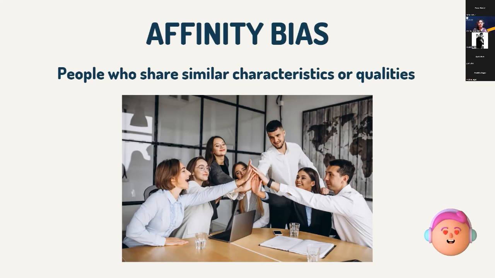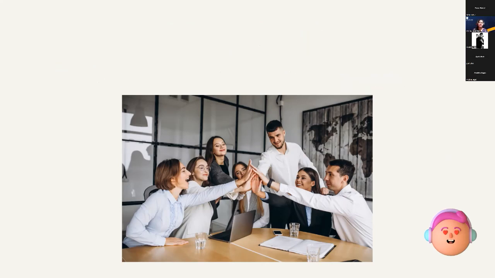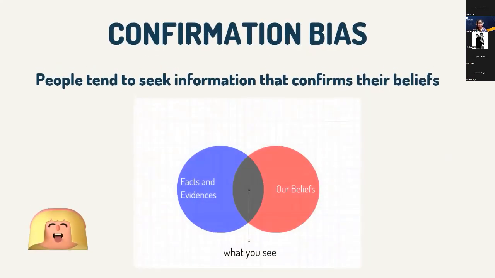So when you are being biased towards a person or set of people who share a similar set of characteristics with you, we call it an affinity bias, which is one of the very common biases we face. And the next one is confirmation bias.